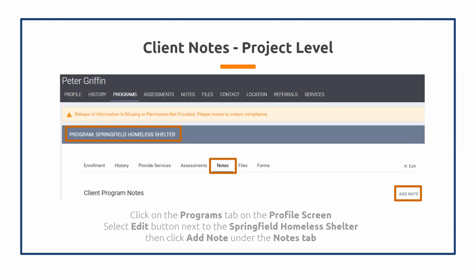And now we would add client notes on a project level. Similarly, when a note is made public, it is available for all agencies to see. When it is private, it is only available for your agency to see. So you would click on the Programs tab on the profile screen, select the Edit button next to the Springfield Homeless Shelter, and then click on Add Note under the Notes tab.